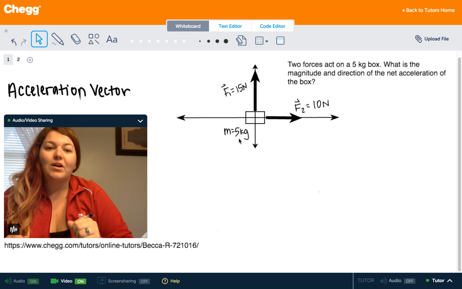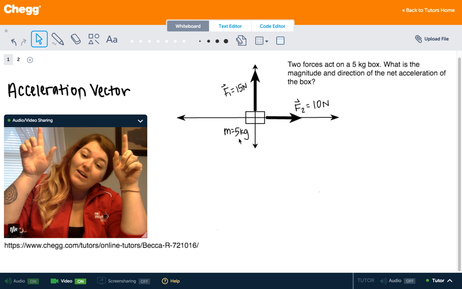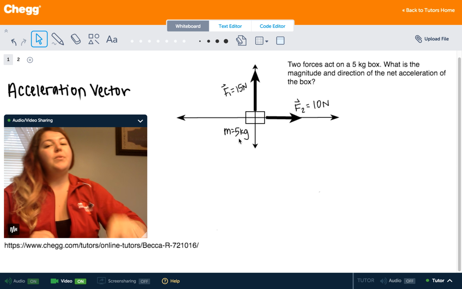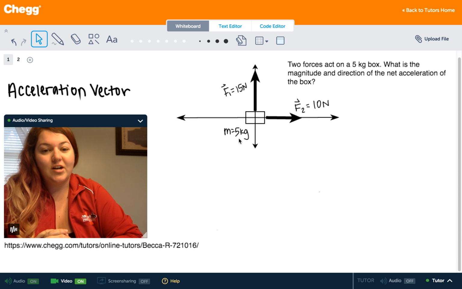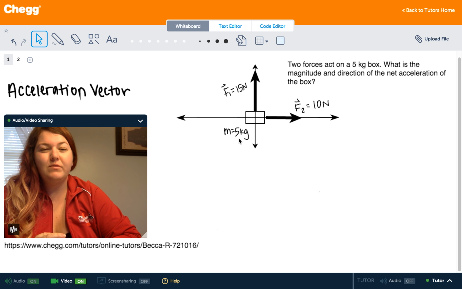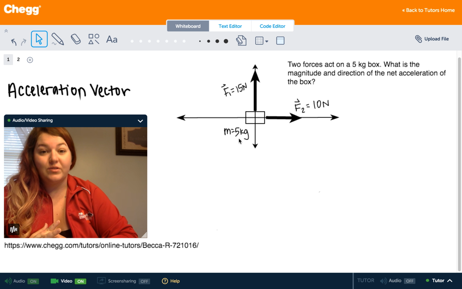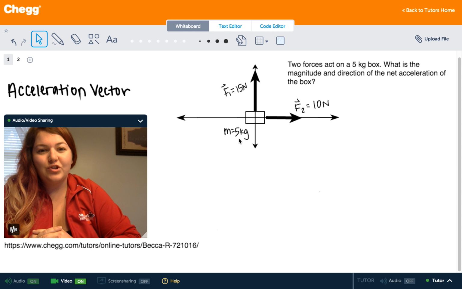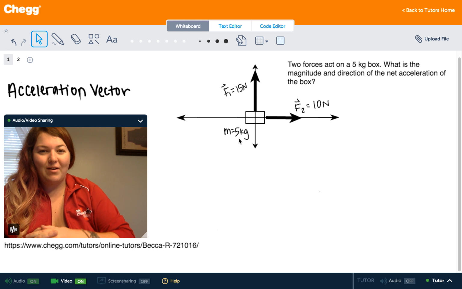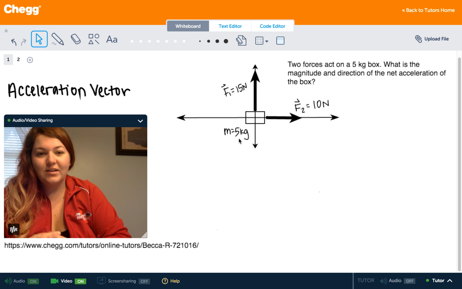But today I'm going to talk to y'all about acceleration vectors. Now, we know that force is a vector, and by Newton's second law, force is related to acceleration, and acceleration also happens to be a vector having both magnitude and direction. So we're going to do an example problem where we figure out the net acceleration on a mass.